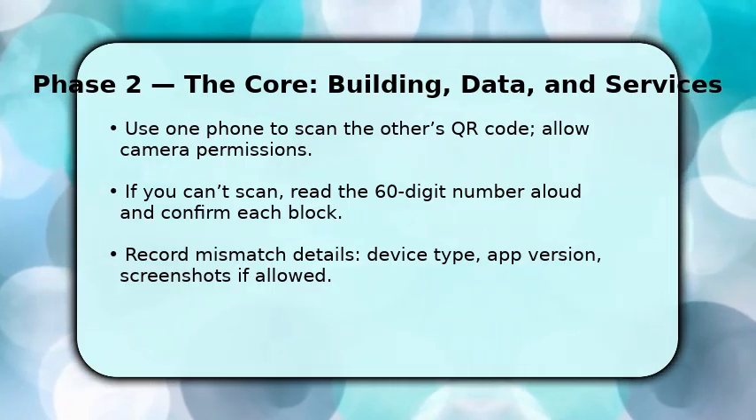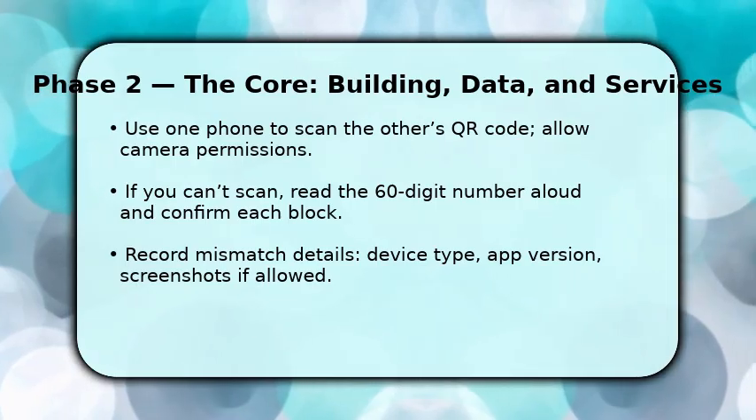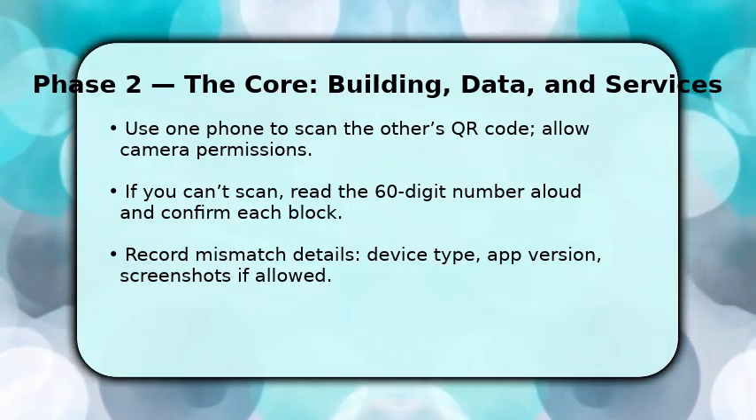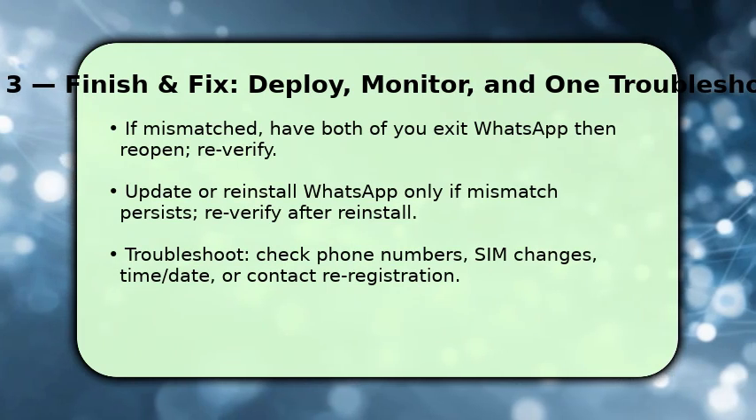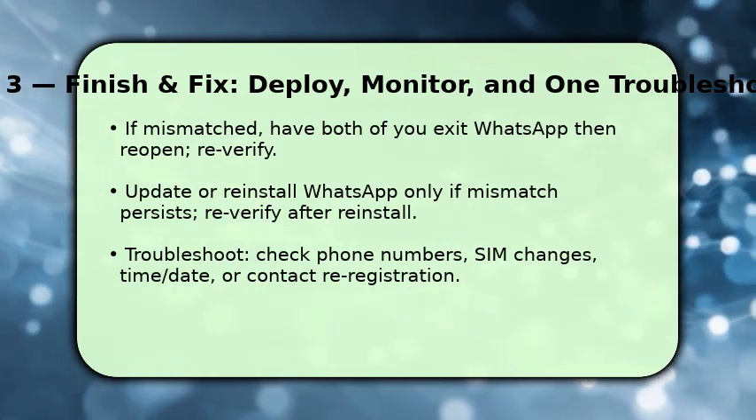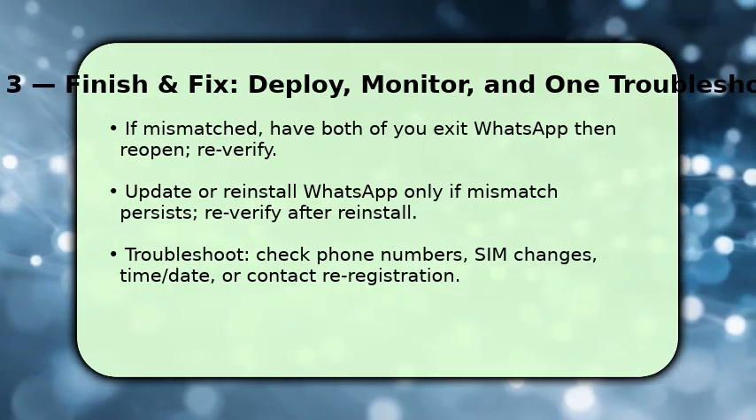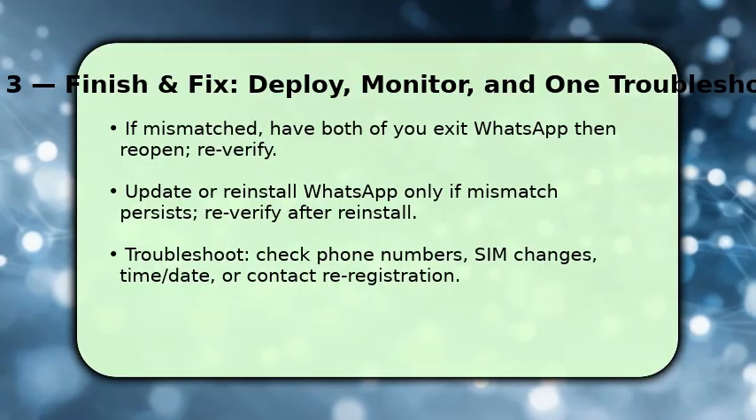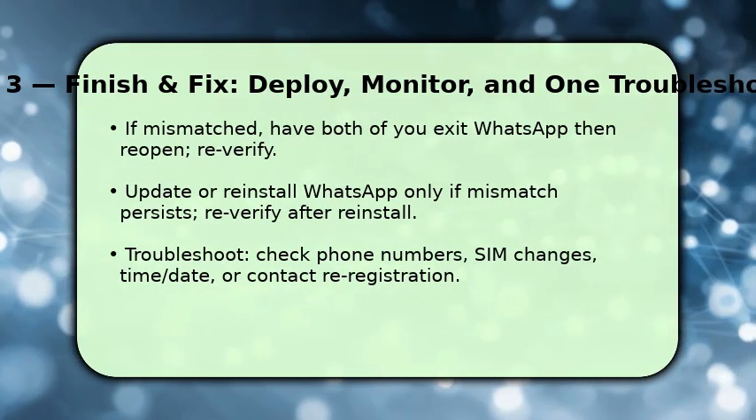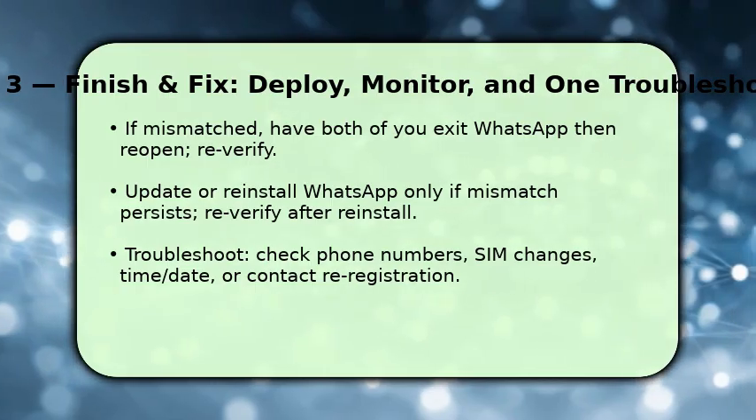To finish, if the codes still don't match, close and reopen WhatsApp and try verification again. Transient errors often clear. If mismatch persists, update or reinstall the app on the affected device, then repeat scanning. This resets local keys safely. Make sure phone numbers and SIM status didn't change and system time is correct. If you hit an issue, the key troubleshooting tip is this. Confirm both.